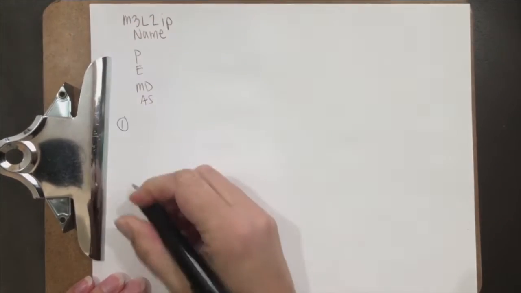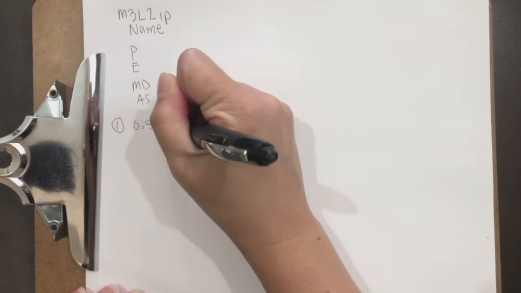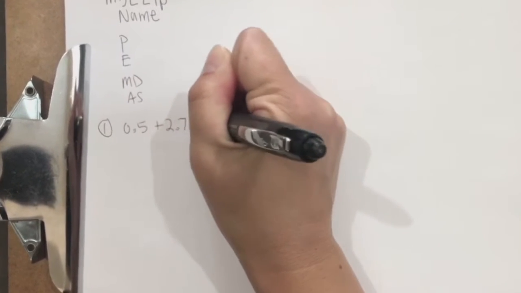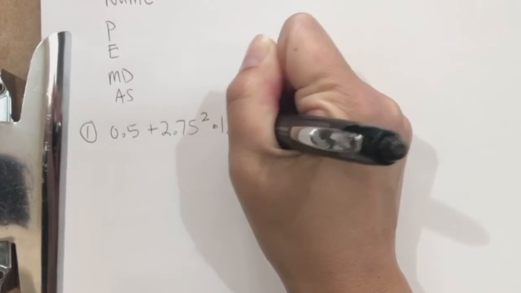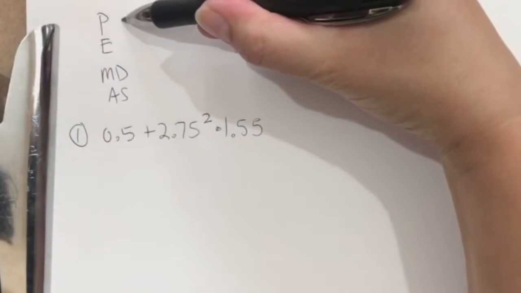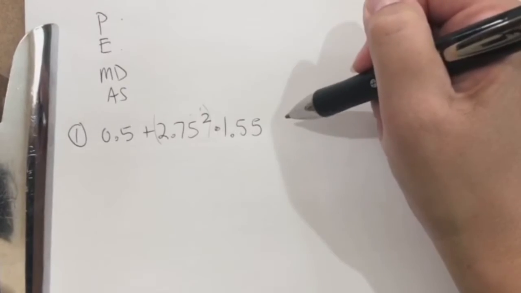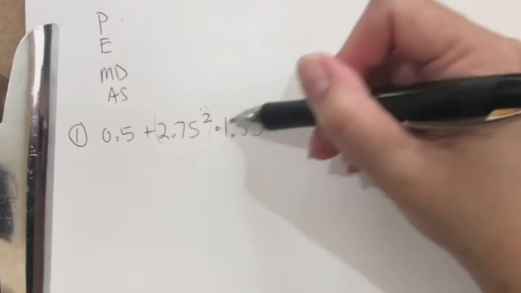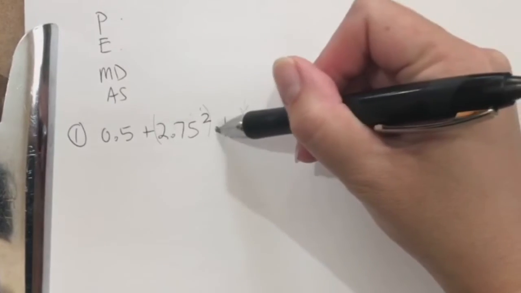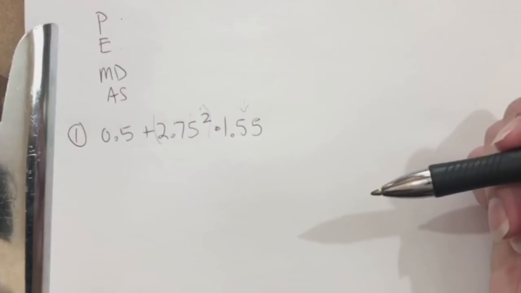PEMDAS, number 1. 0.5 plus 2.75 squared times 1.55. So there's no parentheses. We've got an exponent right there. That's this one, so we'll do that first. Then multiplication and division. That'll be this one, multiply. And then addition and subtraction. So then whatever we get here, we'll add 0.5 to that.